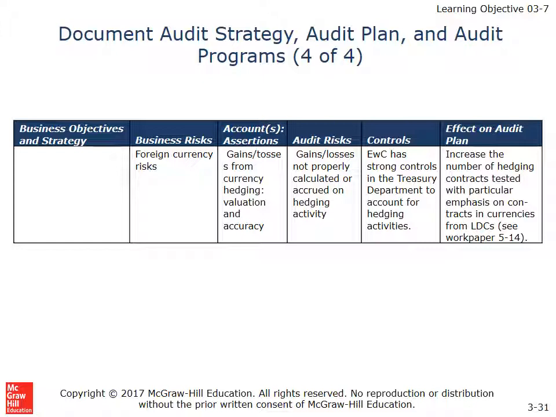We're going to look at the business objectives and strategy of the company, what kind of business risk is associated with it, what kind of accounts are involved, what's the audit risk associated, what's the control to prevent the business risk, and then what kind of plan do we come up with? So if there's good controls, the audit testing could probably be lower. If there's bad controls, we want to increase our audit testing in the plan.